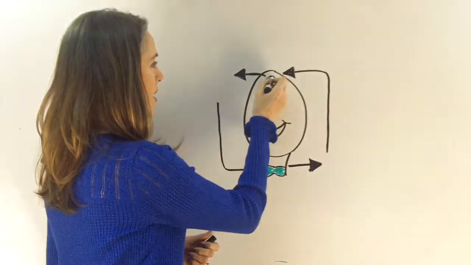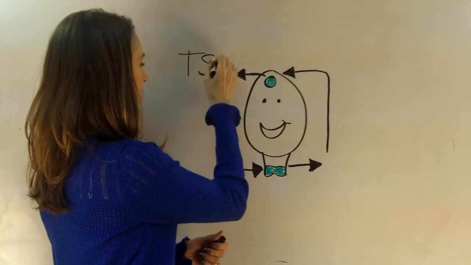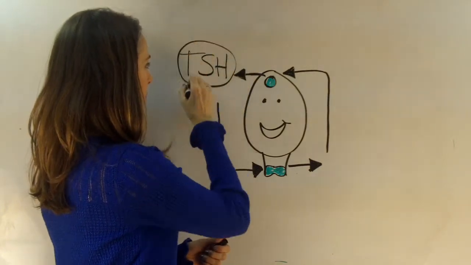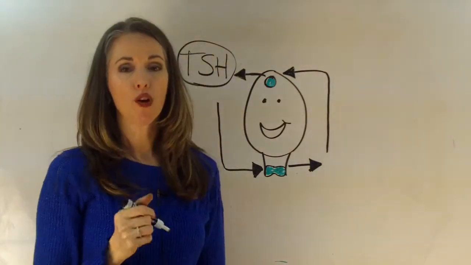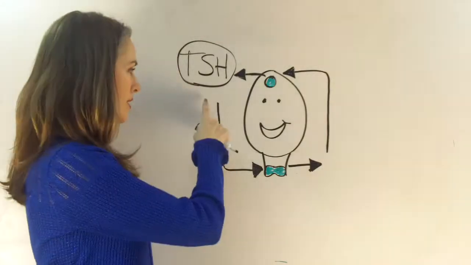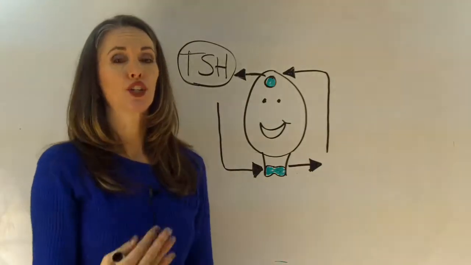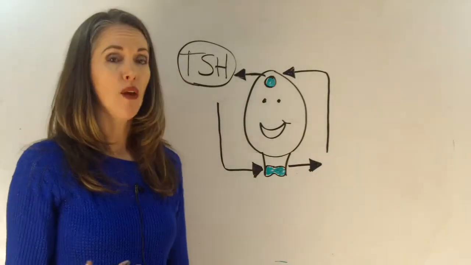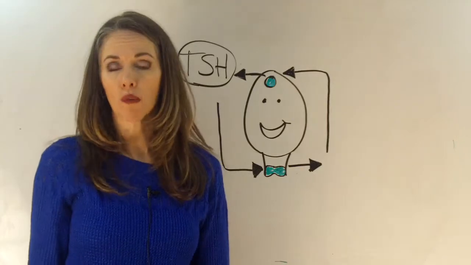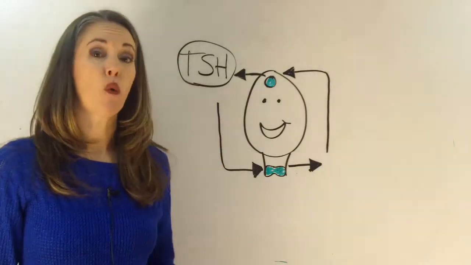So this gland right here, the pituitary gland, secretes thyroid stimulating hormone, otherwise known as TSH. And what thyroid stimulating hormone does is it literally, aptly named, stimulates the thyroid to secrete thyroid hormone. And 95% of what comes out of the thyroid as thyroid hormone is T4.